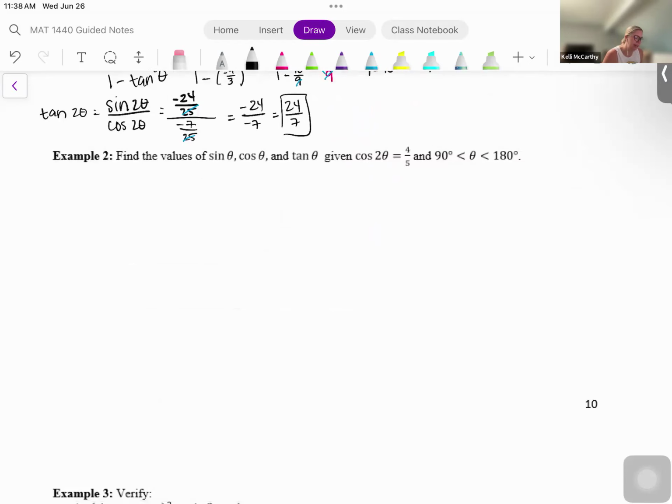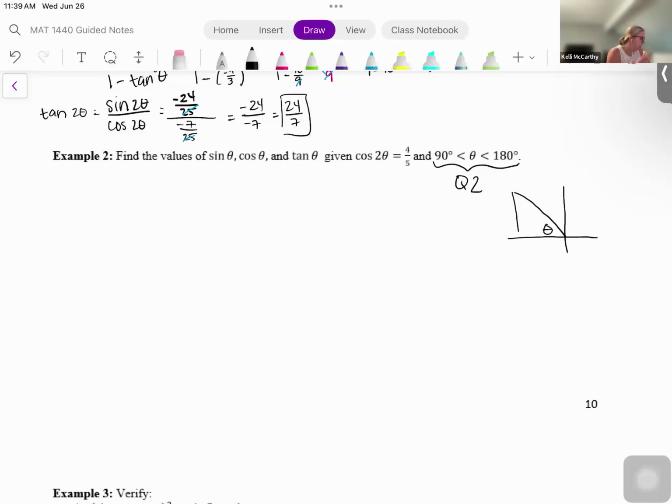Find the values of sine theta, cosine theta, and tangent theta, given that cosine of 2 theta is 4/5 and theta is between 90 and 180 degrees. So if theta is between 90 and 180 degrees, that tells me that theta is in quadrant 2. So I'm going to set up my picture.